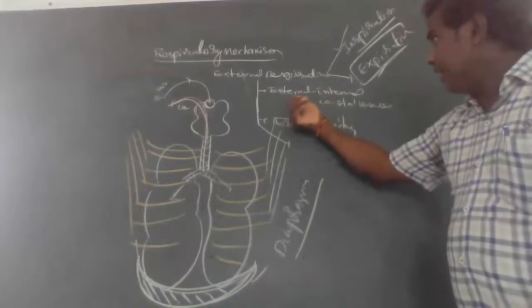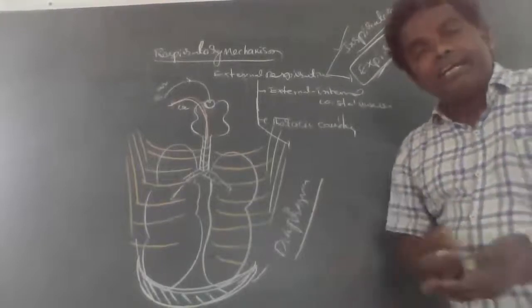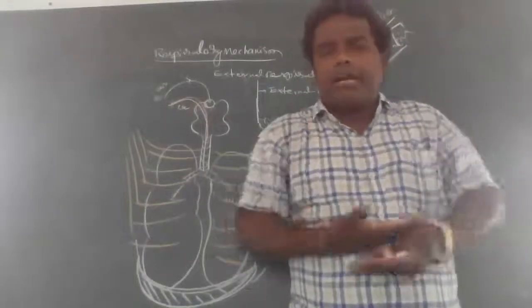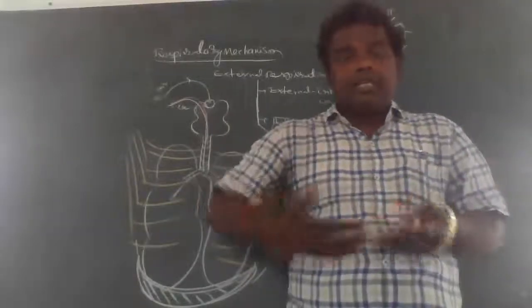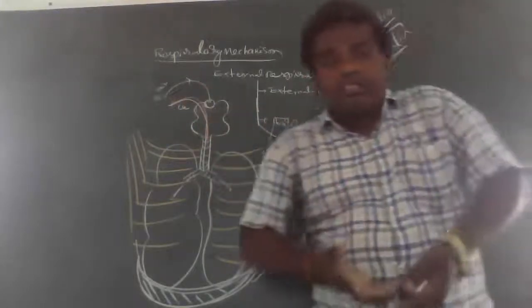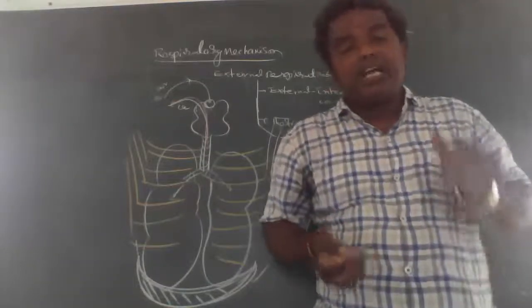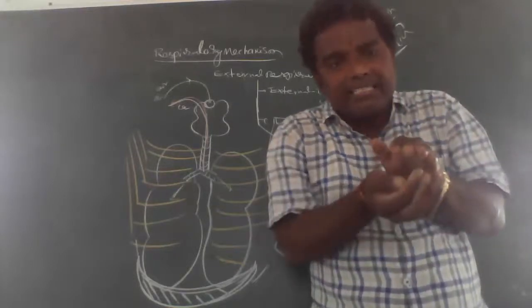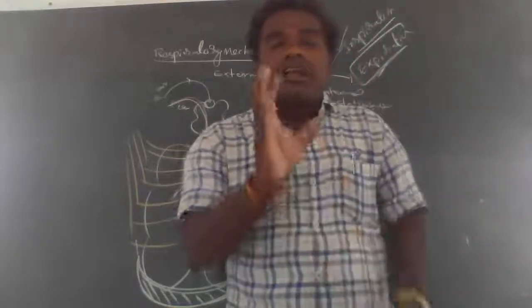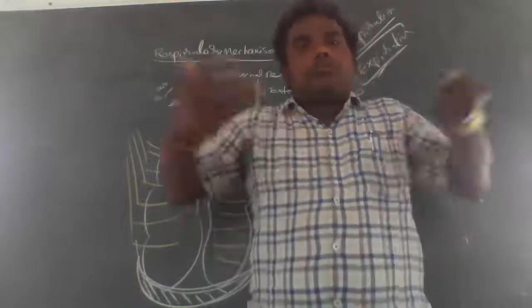And the external intercostal muscles are relaxed. In that condition, what happened? The diaphragm, which was contracted during inspiration, gets relaxed, and the external intercostal muscles also relax. In that condition the thoracic cavity decreases in size, and the lung size is reduced. In that condition, in the lungs, carbon dioxide pressure is higher.